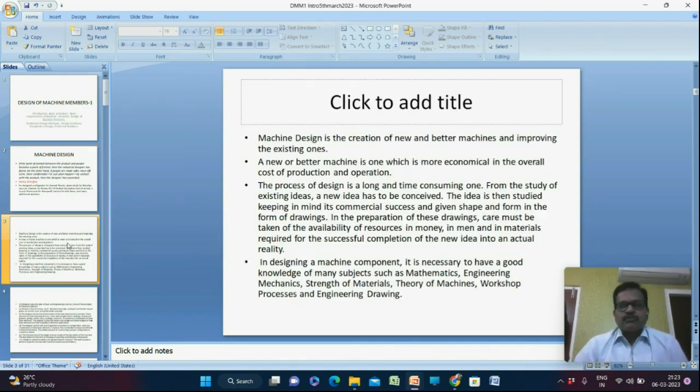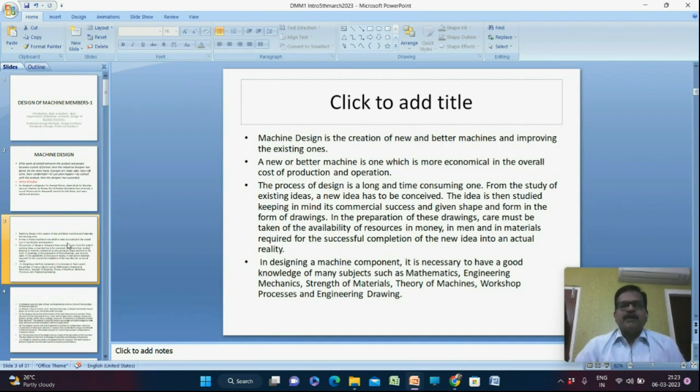Machine design is the creation of new and better machines and improving the existing ones. A new or better machine is the one which is more economical in the overall cost of production as well as in the operation. The process of design is a long and time consuming one. From the study of existing ideas, a new idea has to be conceived.